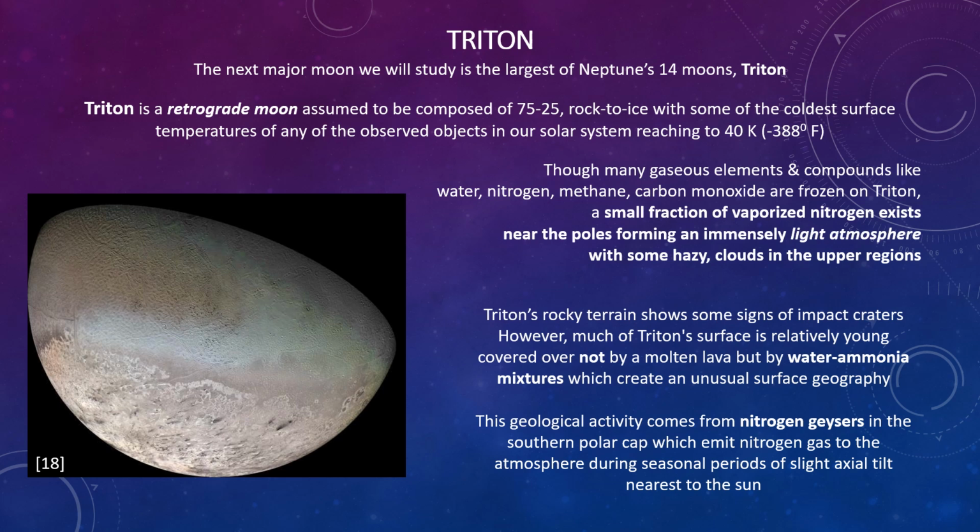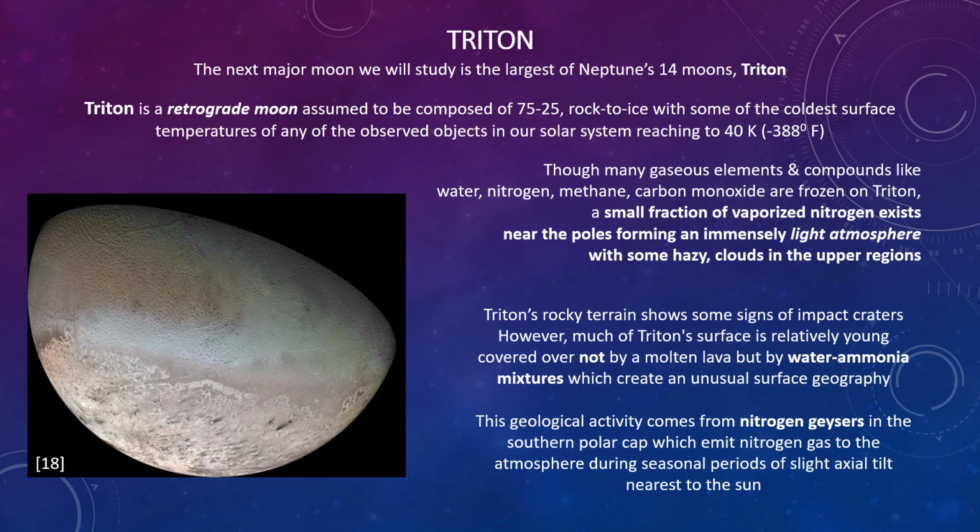So many of the gaseous elements and compounds are frozen on Triton due to it being extremely cold. So the water, nitrogen, methane, and carbon monoxide are all frozen. But there is actually a small fraction of vaporized nitrogen that exists near the poles that is forming a very, very thin atmosphere. So there are actually some hazy clouds on the poles of Triton. We were just at Titan, we are now at Triton. Triton's rocky surface has some impact craters, but not that many. So this suggests that its surface is relatively young.